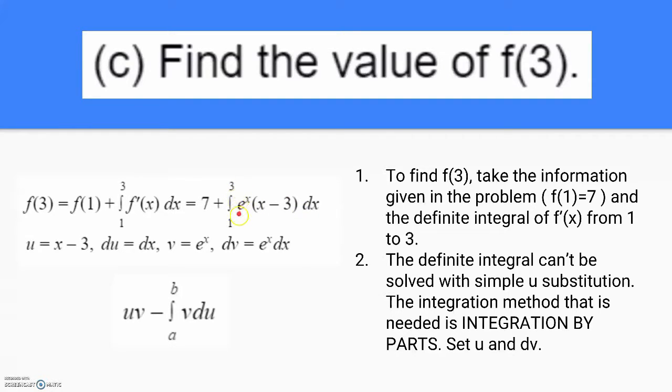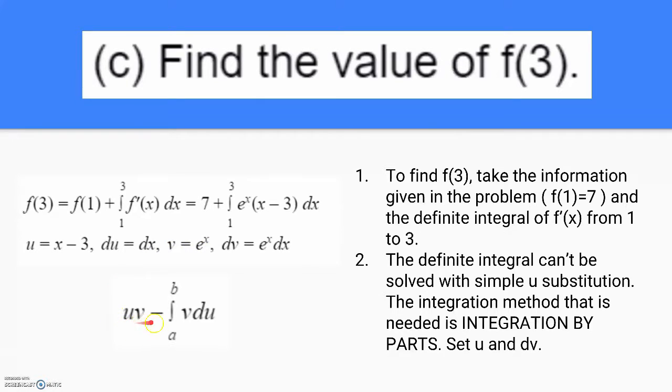Whenever you have two terms and it's not solvable by using u substitution, most likely it is going to be an integration by parts problem. Now let's solve this out. You pick your u as x minus 3 because it's easy to differentiate, because du will be just equal to 1, and you set your dv equal to e to the power of x dx because that's easy to anti-differentiate. So v is equal to e to the power of x.